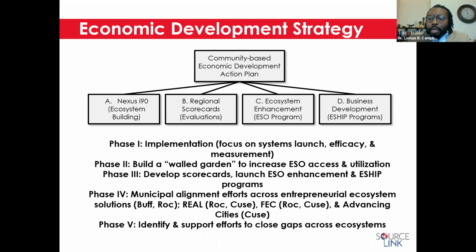So walled garden development is really around taking the CRM system, SourceLink Pro, and making it more collaborative, where every organization that supports entrepreneurs within our community is able to actually use one shared CRM system. And that's to deepen collaboration and utilization of the platforms. So that's where you see phase 2 and 3 kind of coming in.